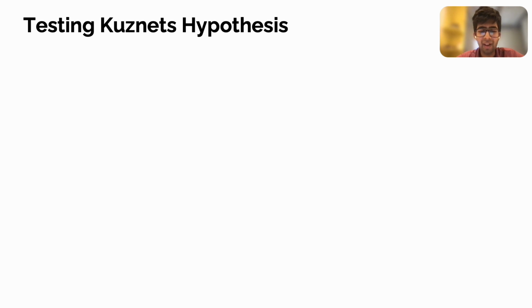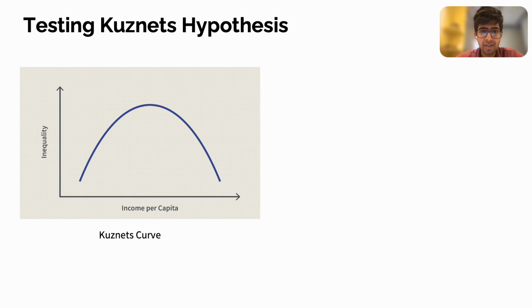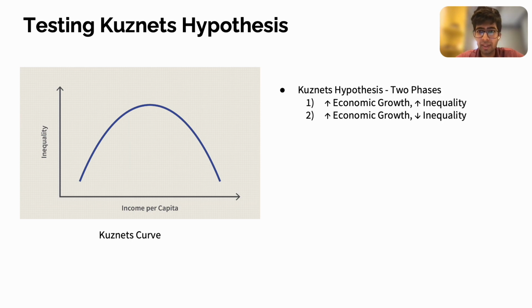Next, we try and validate the Kuznets hypothesis in our context. So, the Kuznets hypothesis describes two phases of development. The initial phase, in which the economic growth leads to increased inequality, but as the country grows further, the inequality begins to decrease, forming an inverted U-shaped relationship between growth and income distribution.